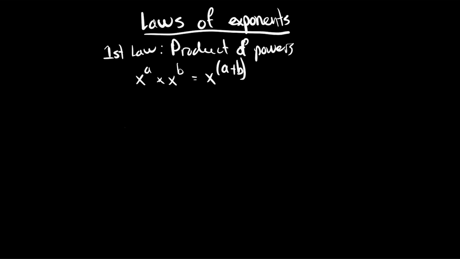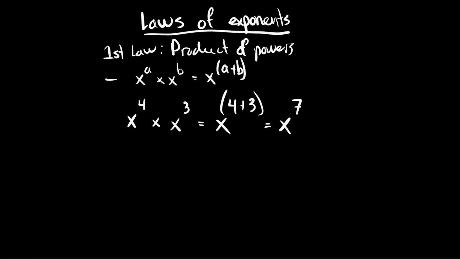Now let's do a second example, this time with x to the 4 times x to the 3. So we're going to use the first law, and we're going to have x to the 4 plus 3, which is x to the 7. So in this case, the base is x, but that doesn't change anything. You just use the first law.